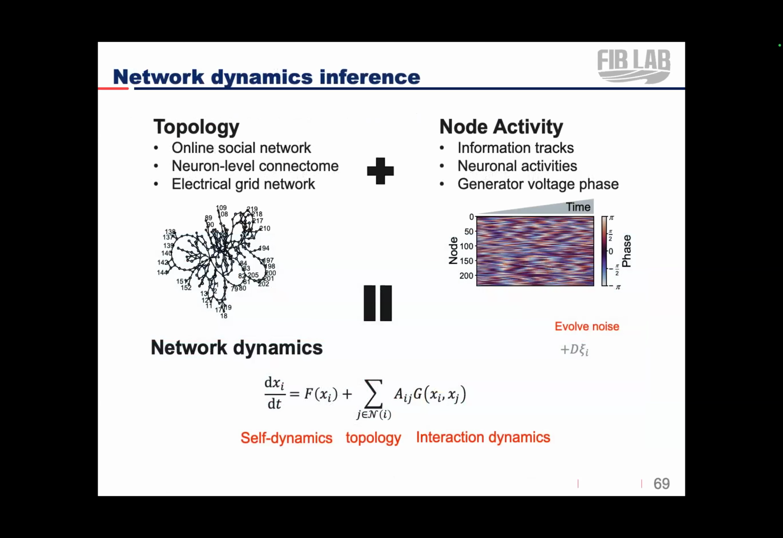And dynamics inference combines topology and node states to model how systems evolve. And the core equation includes self-dynamics and interaction dynamics. Unraveling these components when both topology and equations are unknown is a really important problem.